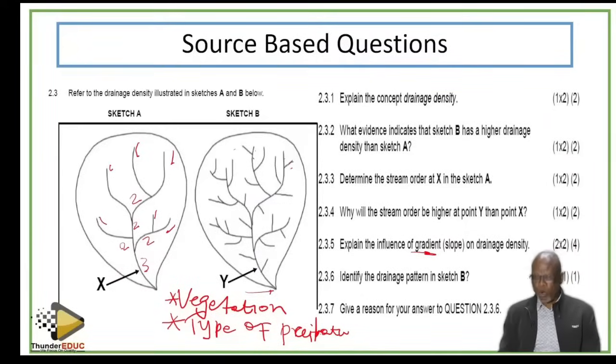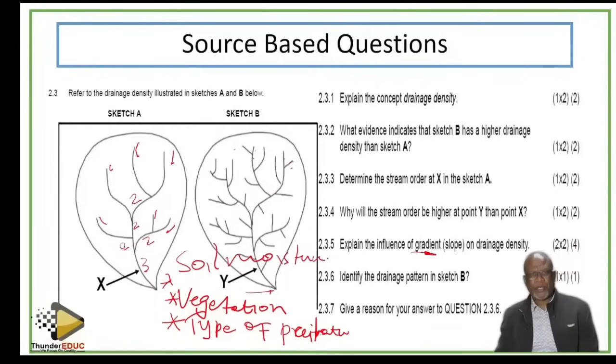Therefore, it's going to result in more runoff, which results in higher density. And you can also look at another factor: soil moisture. Which of the two soils here, A or B, has more soil moisture? At A, there is less soil moisture, which means the surface at A is dry. Because it is dry, more water infiltrates. But at B, it is saturated. Because it is saturated, it allows less water to infiltrate. So most of the water is going to flow on the surface.